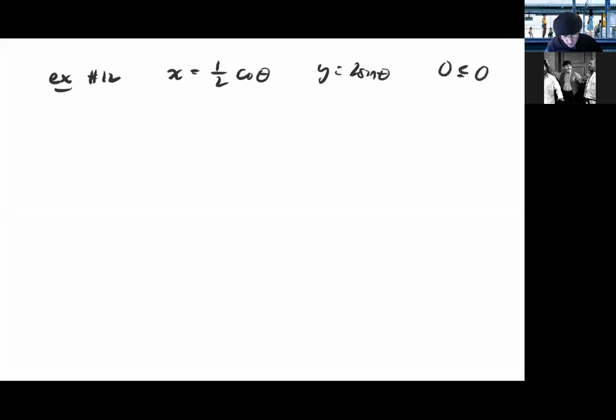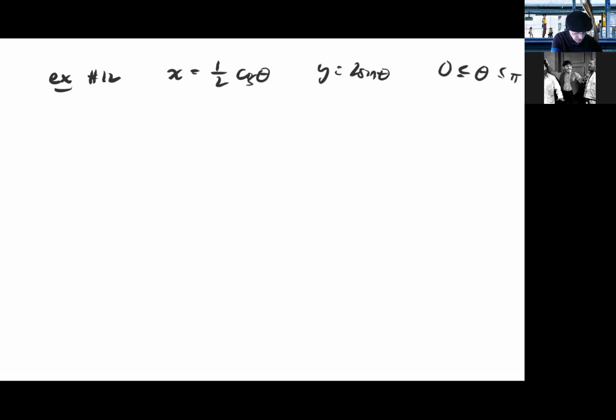So I thought I would do some examples from the exercises. Here's exercise number 12 in the book in section 10.1. Identify the curve: x is 1/2 cosine of theta, y is 2 sine theta, and theta is between 0 and pi. The way I would do this is stare at the formula and see how we can get it in terms of x and y alone.